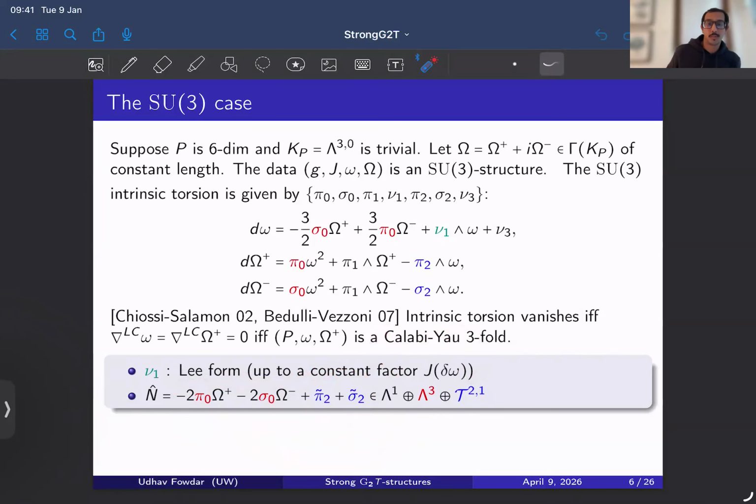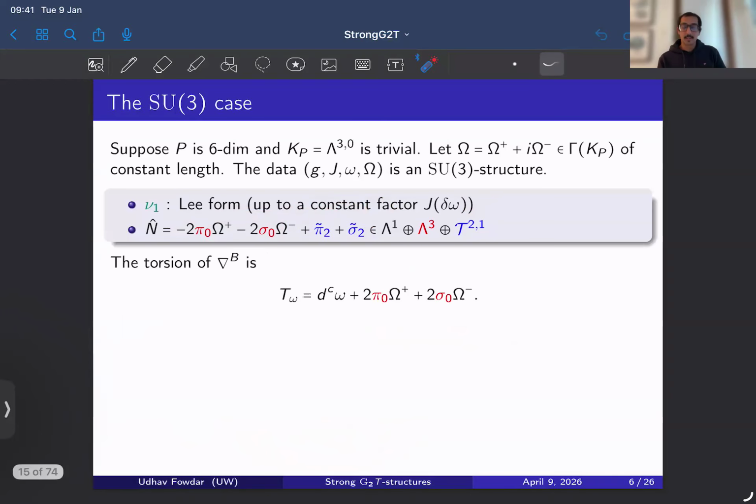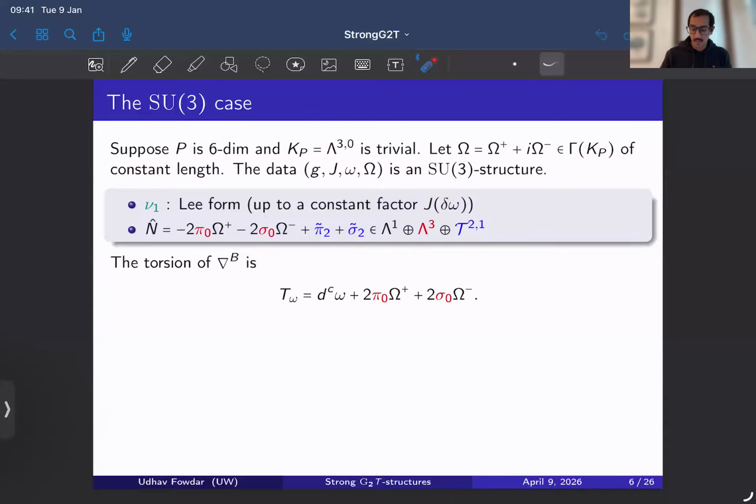Okay. The point here being that for there to exist a Bismut connection, you will need these two terms here to vanish. So you will need this term here to go away. So let's assume this is the case. If that's the case, then the torsion of the Bismut connection takes this very neat expression. It's d^c of omega times this function times the complex (3,0)-form. Okay.